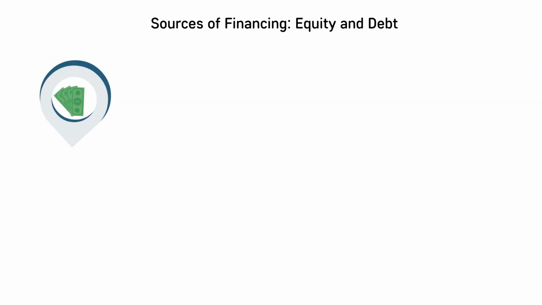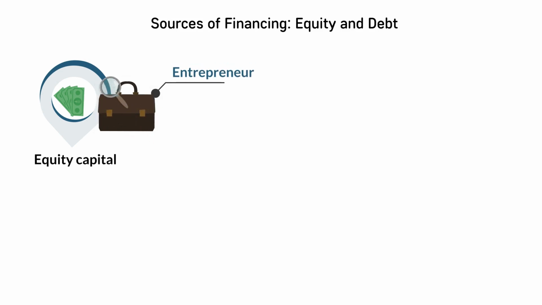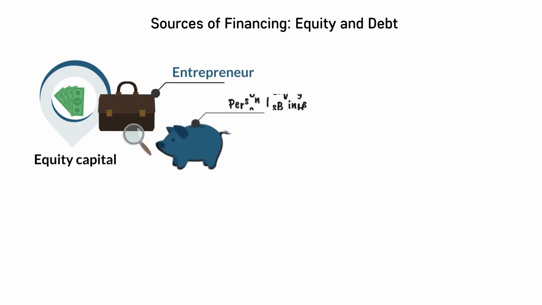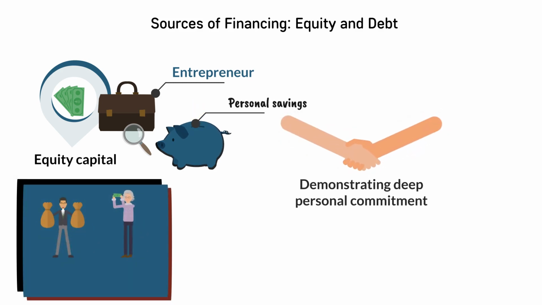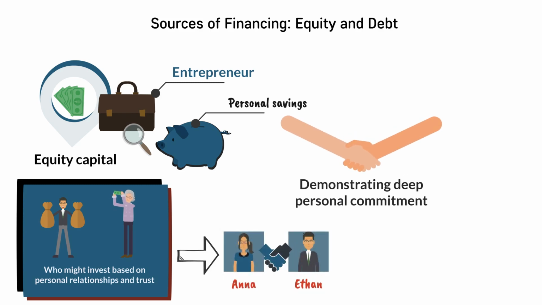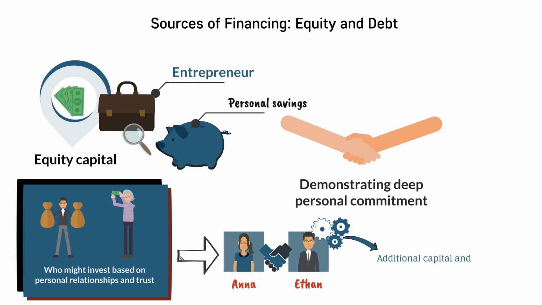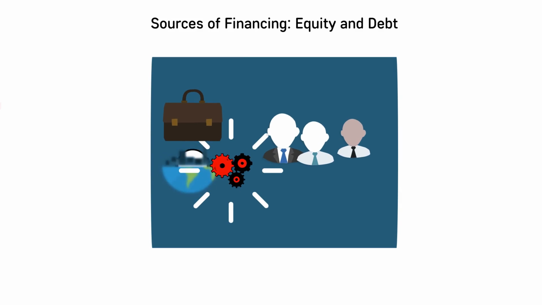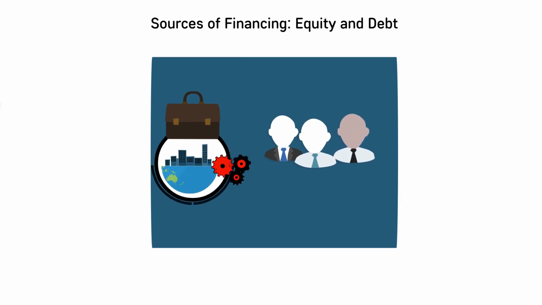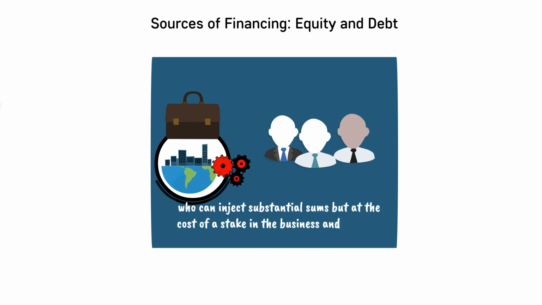Venturing further into the terrain of equity capital, an entrepreneur can explore several sources. Personal savings often kickstart a business, demonstrating deep personal commitment. Then there are friends and relatives who might invest based on personal relationships and trust. Forming a partnership, as Anna is contemplating with Ethan, could bring additional capital and perhaps complementary skills to the table. Larger-scale endeavors might attract corporate investors or venture capitalists, who can inject substantial sums but at the cost of a stake in the business and possibly a voice in its operations.